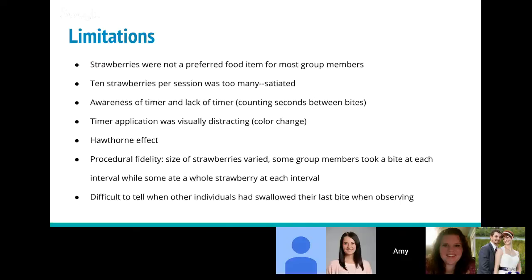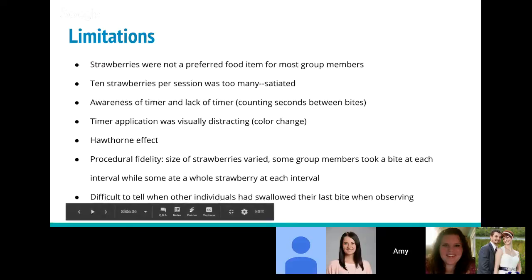And finally, when we were collecting IOA data, we noticed that sometimes it was hard to tell when the other individual had actually swallowed their last bite of strawberry to know exactly when to stop the timer. So that might have caused some fluctuation in when we stopped the timer versus when they may have stopped the timer because we couldn't quite tell.